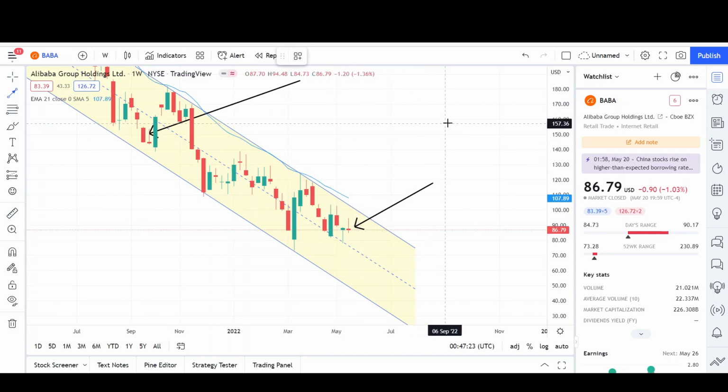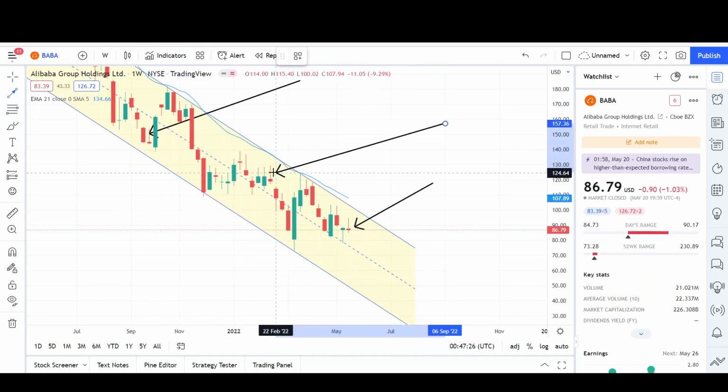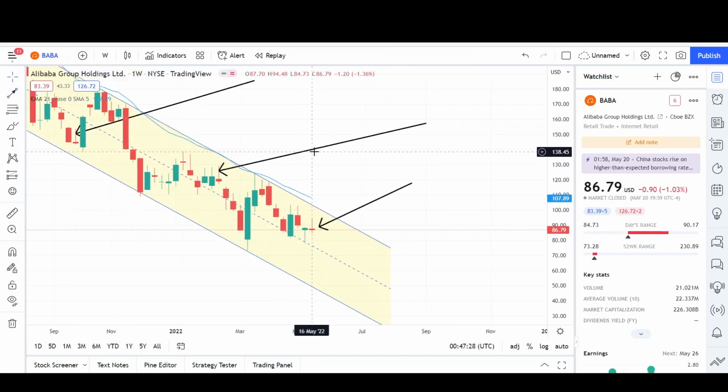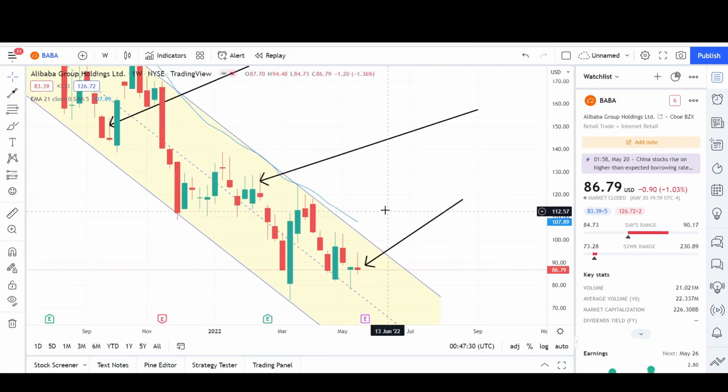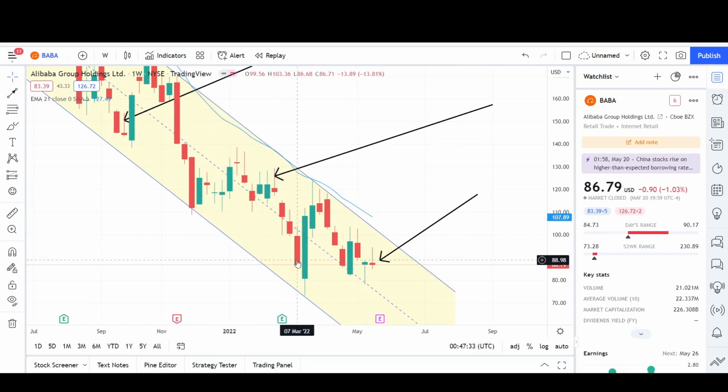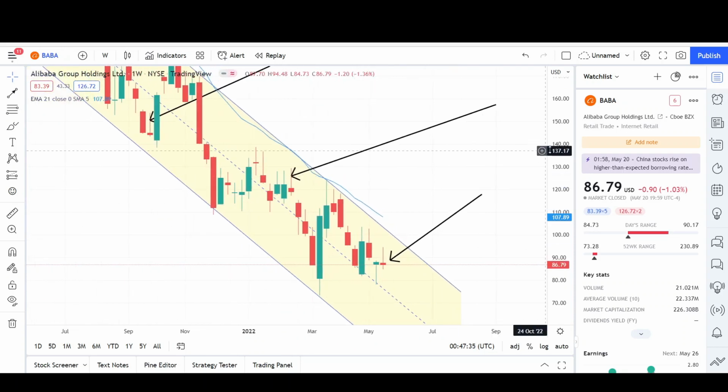Well, it doesn't work that way in the market. You can see there's another candlestick right here that's pretty much identical to this week's candle bar, but this time it led to a lot of selling. So that's why you've got to take things into context.